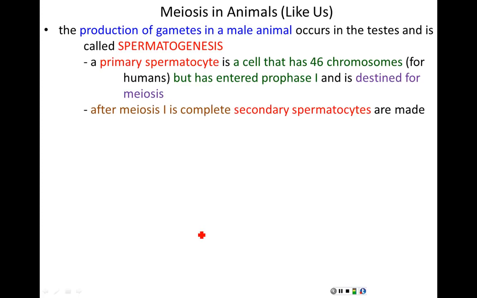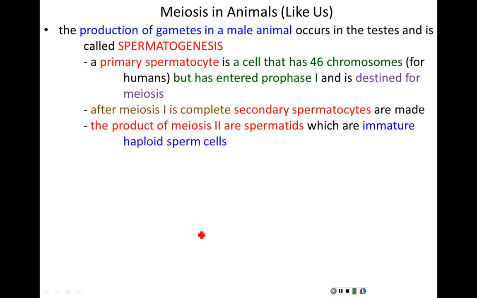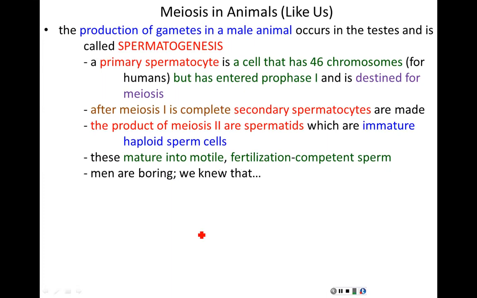After meiosis 1 is complete, we have a reductive division. We now have secondary spermatocytes with half the number of chromosomes as was in the primary spermatocyte. The product of meiosis 2 are spermatids, which have the right configuration and number of chromosomes, but are simply immature haploid sperm cells. They don't have a tail, they're not yet motile. These spermatids do mature into motile, free-swimming, fertilization-competent sperm, and they're done.